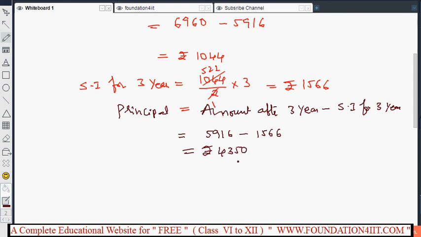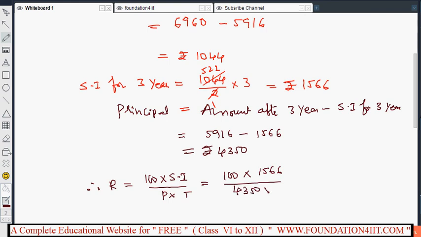Now the principal is fixed, there is no change. Now we have the principal, simple interest and time. Therefore the rate percent we can find out. So rate is equal to 100 into simple interest by P into T. Whatever time you take, the interest for that time only we will find out. So 100 into simple interest, 3 years I am taking, so 3 years is 1566, by principal, that is 4350. Time is 3, because the first 3 years.